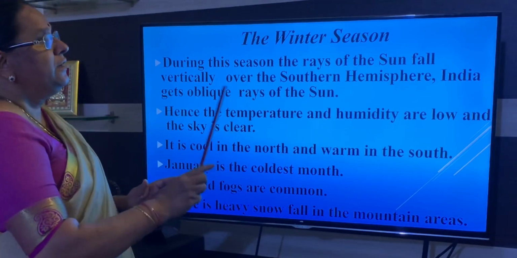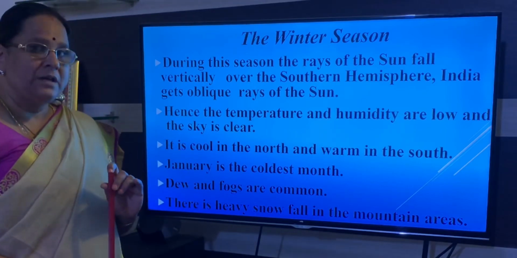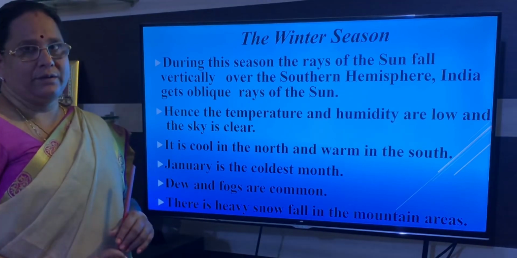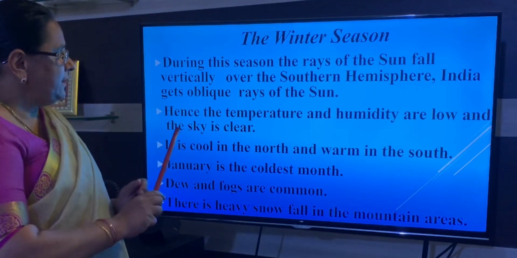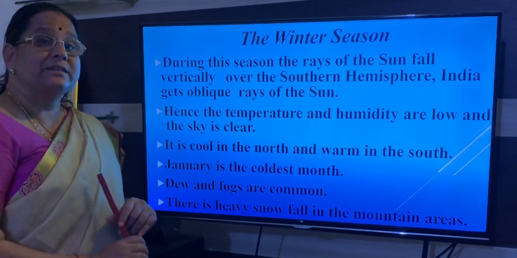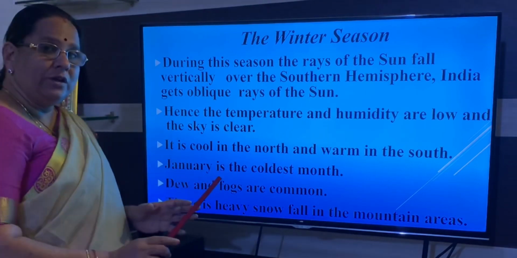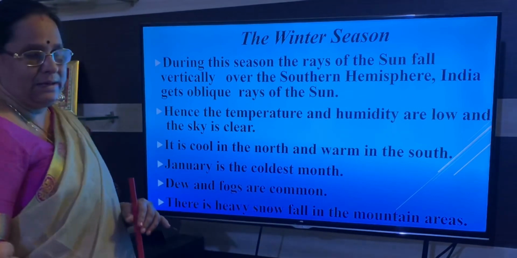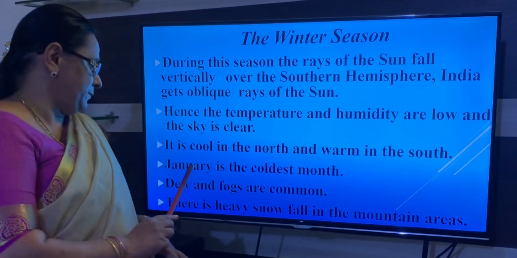So remember children, winter season, first one is you have to explain about the sun rays. Sun rays fall vertically over the southern hemisphere. And India gets oblique rays. And the next one is you have to remember temperature and humidity are low and the sky is very clear during this period. And the next one is north will have cool climate whereas the south will have warm climate. And next one is the coldest month, if you see, it is January.